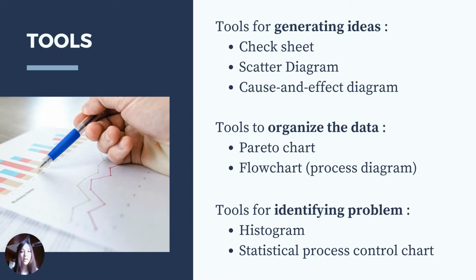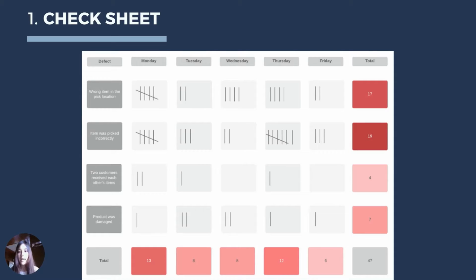As you can see here, the tools for generating ideas consist of check sheet, scatter diagram, and cause and effect diagram. The second one, the tools to organize the data, consist of Pareto chart and flow chart. And last but not least, the tools for identifying problems consist of histogram and statistical process control chart. Now we come to the first one, the check sheet.